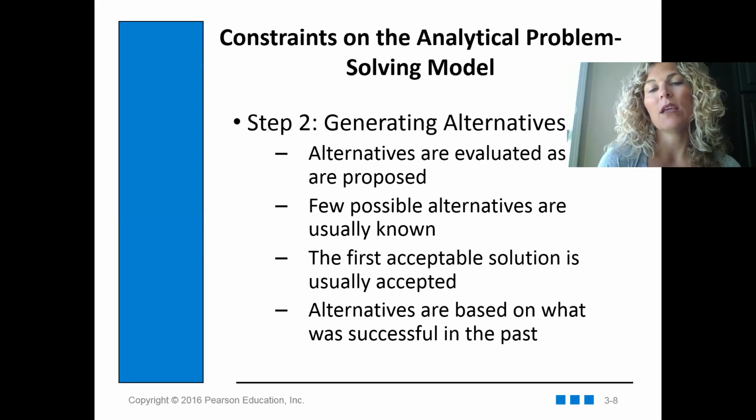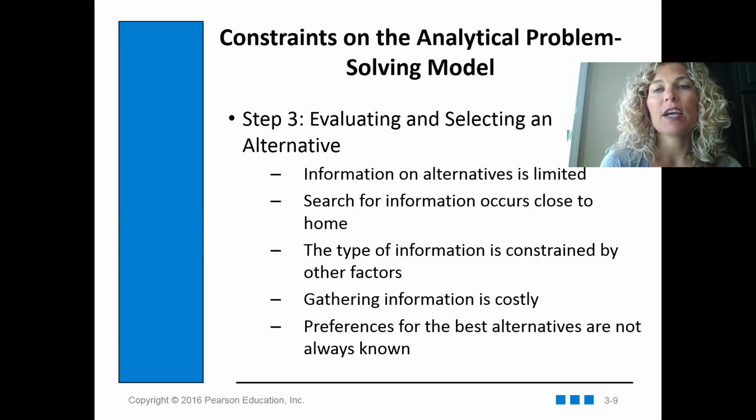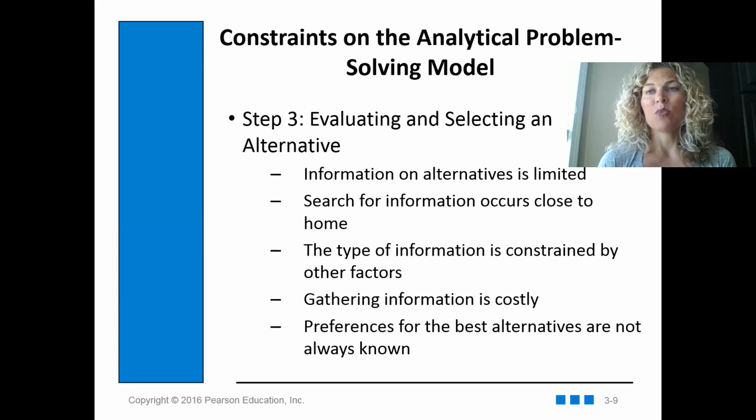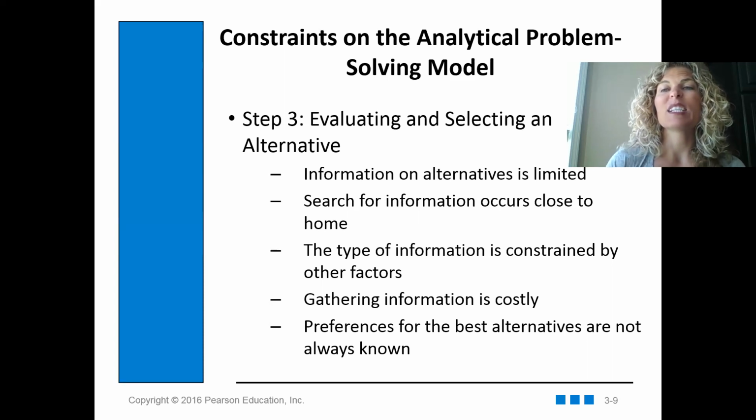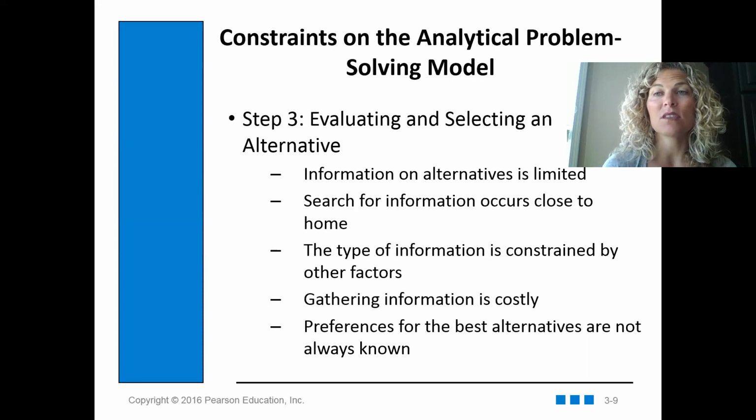So again, just want to be aware of some of these constraints to make sure that we don't fall into some of those traps. Step 3, when we start evaluating and selecting an alternative, during the evaluation process, there's research that has to be done to see if these solutions are possible or how much they cost. And sometimes we just are limited on the information that we have, or we just maybe ask one source. We try to get all our information from one source, and we don't really try to expand that to sources kind of further out from us.